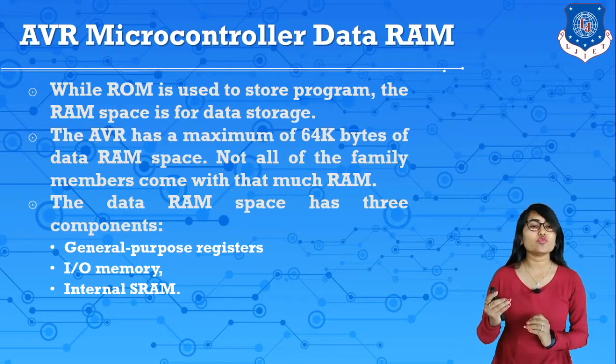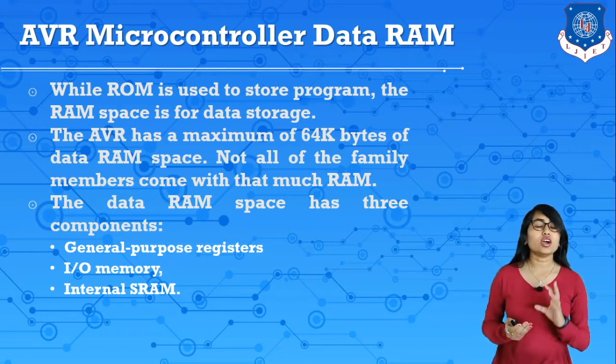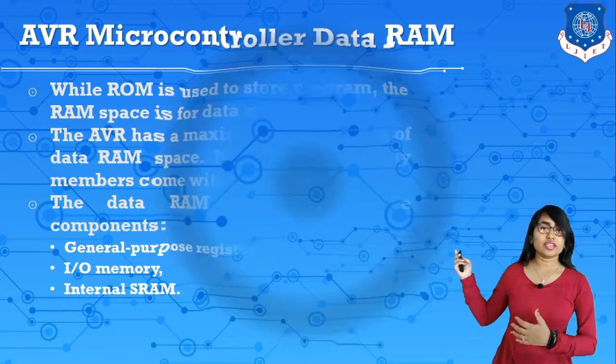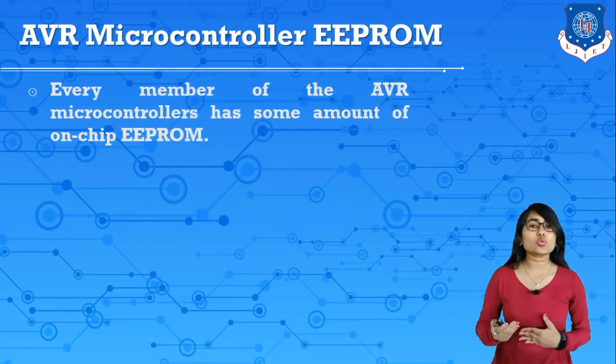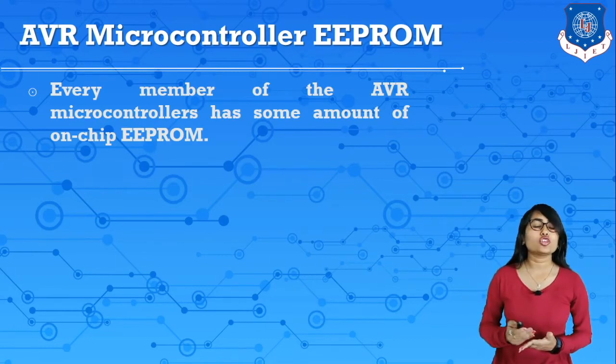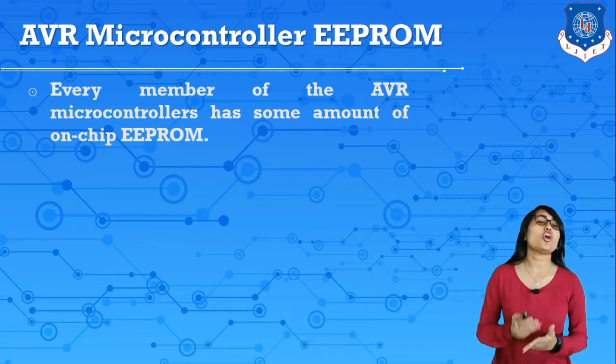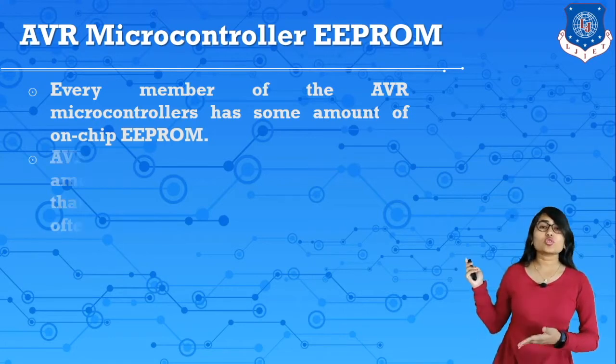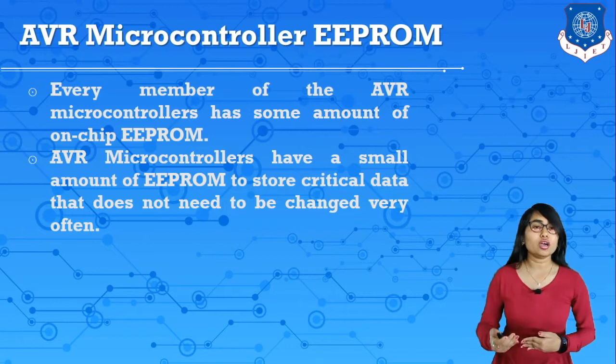In the data RAM we have general purpose registers basically to store the data. General purpose is basically for a variety of operations. We have these general purpose registers, then IO memory, input output memory, and internal SRAM. So all 3 components make up the data RAM: general purpose registers, IO memory, and internal RAM. This AVR microcontroller then has EEPROM. Every member of the AVR microcontroller family has some amount of on-chip EEPROM. EEPROM means electrically erasable programmable ROM.